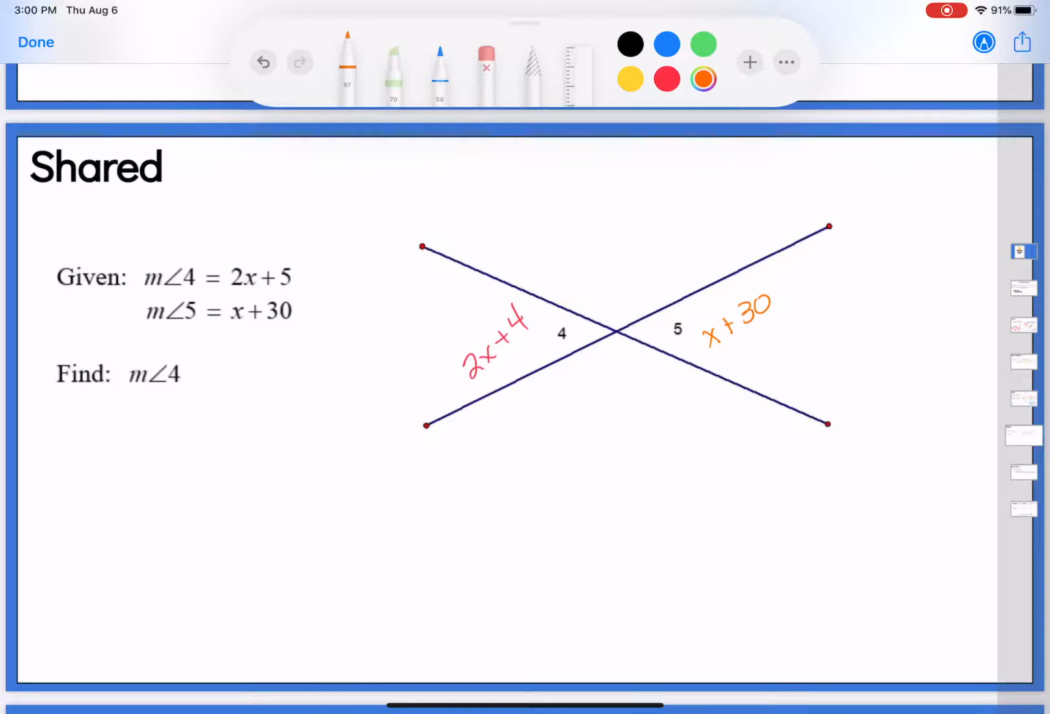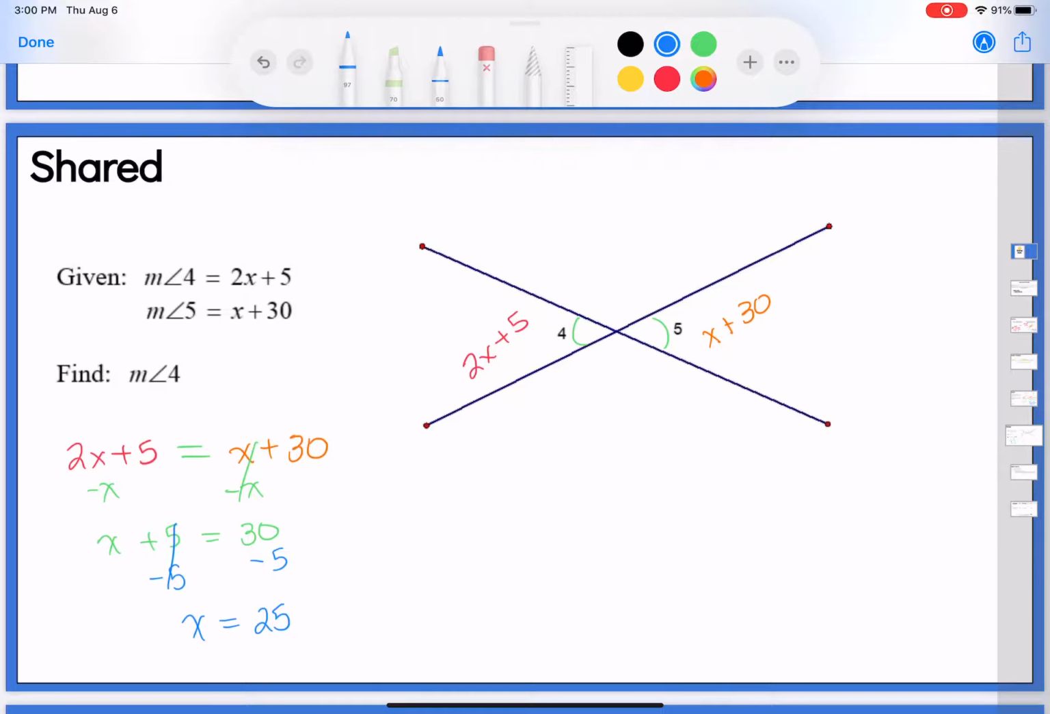All right, since it's not a proof, I don't actually have to write a step or anything like that saying that angle 4 is congruent to angle 5. I see their vertical angles, I know they're congruent, so I can just jump right into saying 2x plus 5, oops, I wrote that wrong, 2x plus 5 equals x plus 30. All right. So let's go ahead and solve that now. I'm going to subtract x from both sides. I get x plus 5 equals 30. I'm going to subtract 5. I get x equals 25.